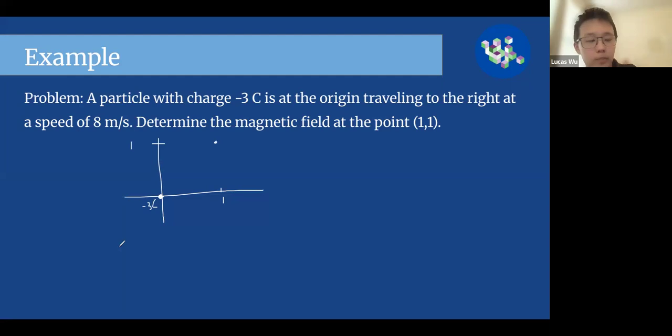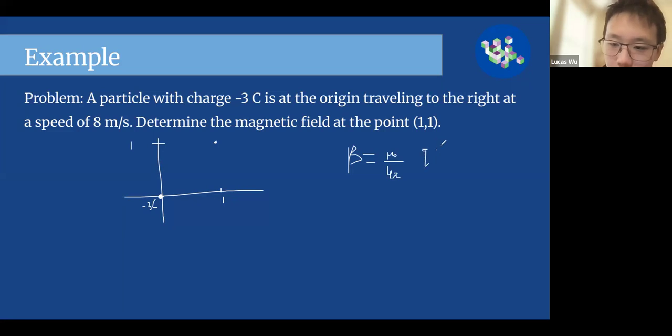Okay, so remember, B equals mu 0 divided by 4 pi, and then times your Q, and V crossed with the R cap, divided by your R squared. Now, these are constants, so you can just leave it like that. What's your R? Well, you're at the origin, right? So R squared would just be 2.